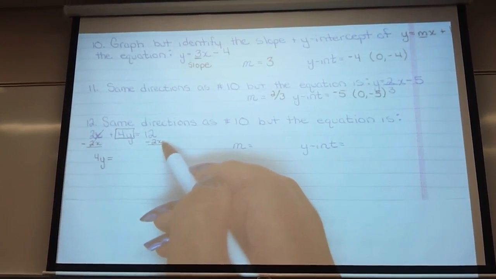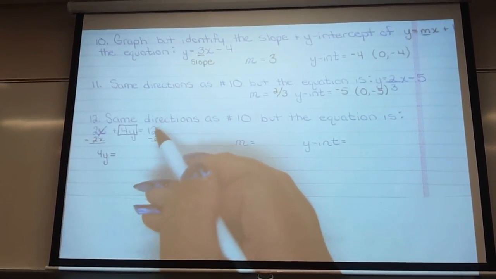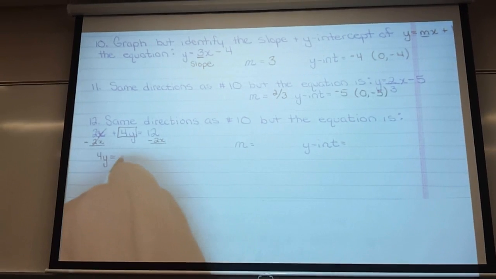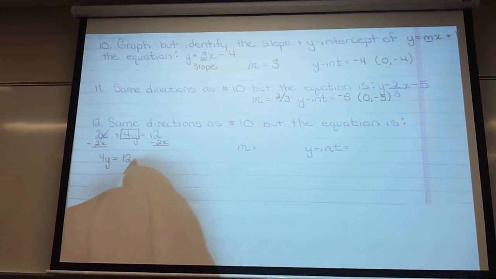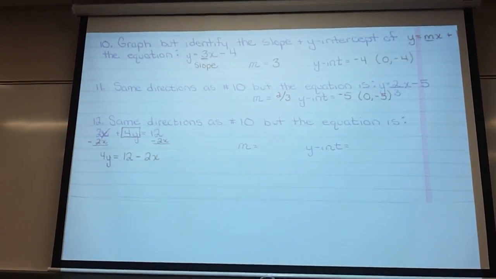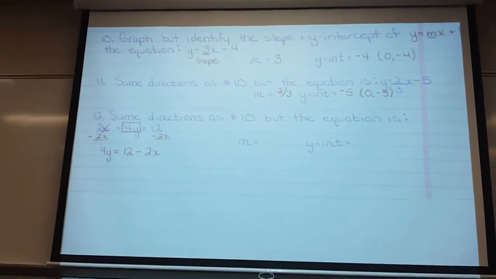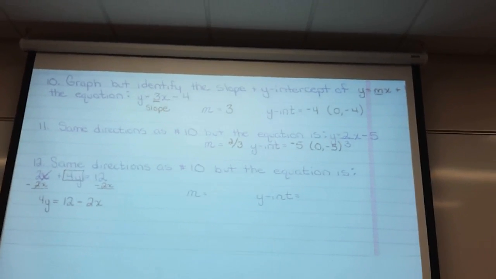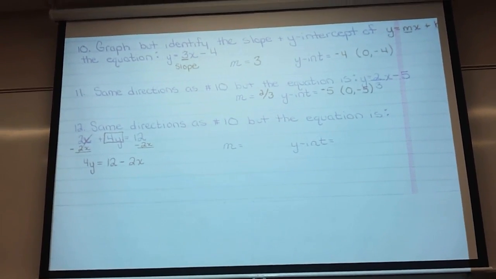I see all the time it's 10x. No, that's not how it works. You can't combine a number with a letter. So it's just 12 minus 2x. You just write them side by side. Or negative 2x plus 12. You could do that. And then how do you get that y all alone?